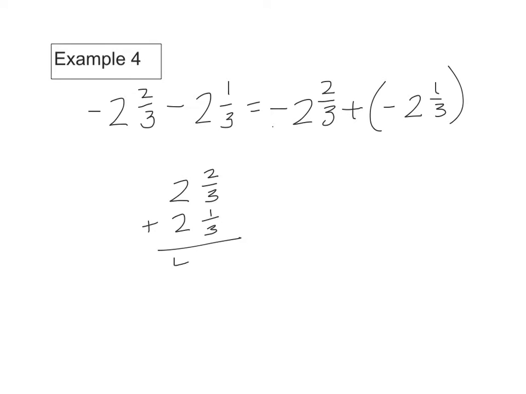Well, 2 plus 2 is 4. And then I've got common denominators, so I can focus on just adding my numerators. Well, that's going to give me 3/3, which is 1. So 4 plus 1, my answer will be 5. Now, because the values are both negative, it's actually going to be a negative 5 for my solution.